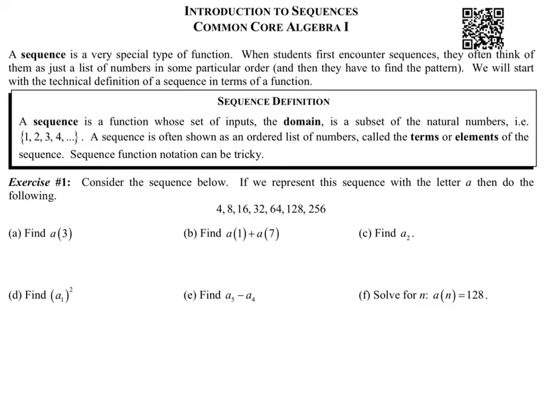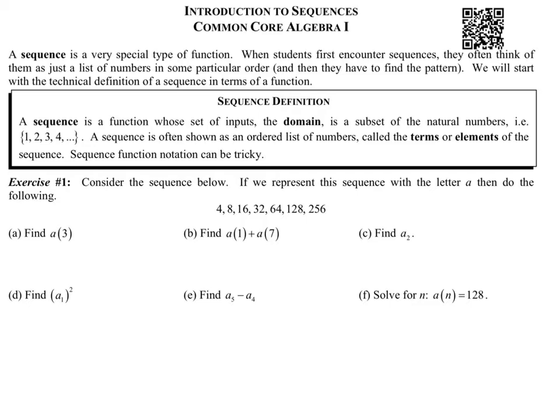So a sequence is a function whose set of inputs, or the domain, remember the x values, is a subset of the natural numbers. For example, 1, 2, 3, 4, and so on. A sequence is often shown as an ordered list of numbers called the terms or elements of the sequence. Sequence function notation can be tricky. So let's look at exercise 1.